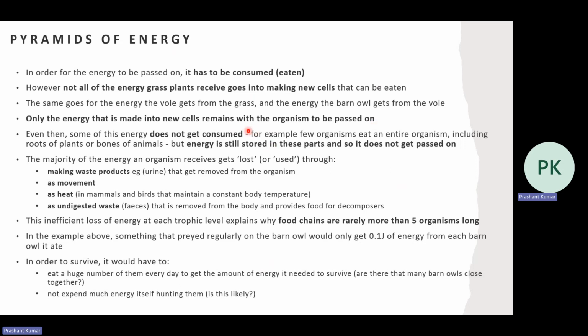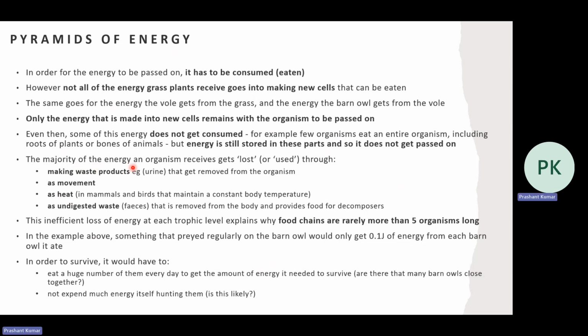So that energy is going to remain inside the cell. Even then, some energy does not get consumed. For example, few organisms eat an entire organism, including the root of plants or bone of the animal, but energy is still stored in the plant in these parts, and so it does not get passed on, right? So they are confined to one area.